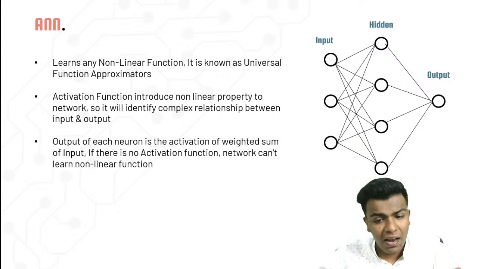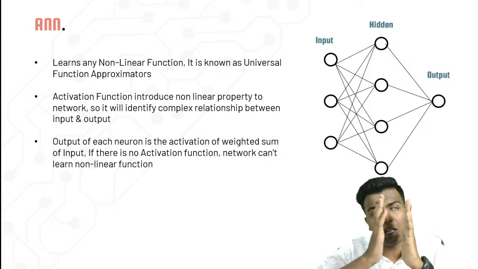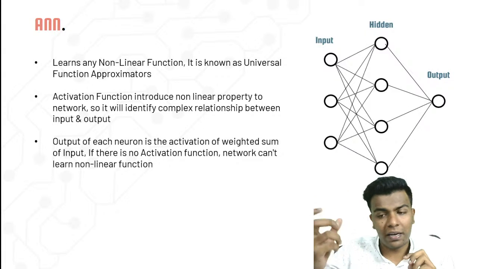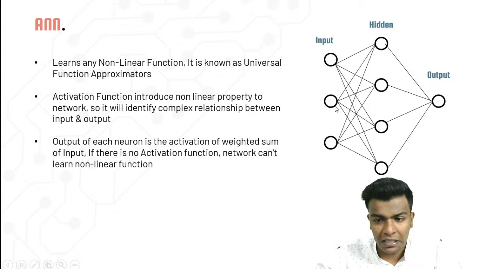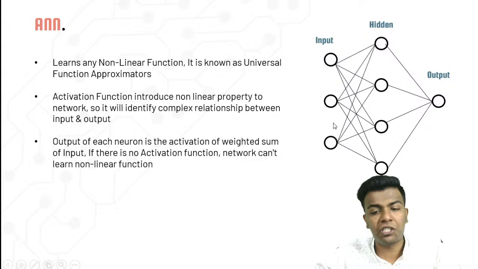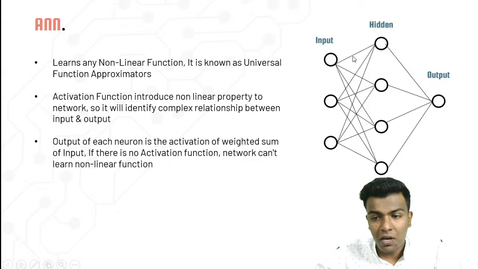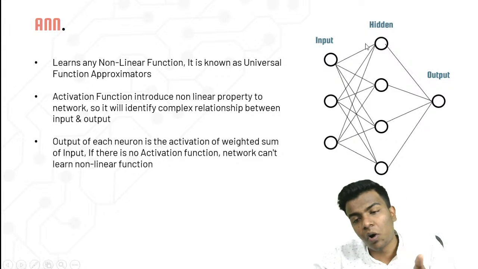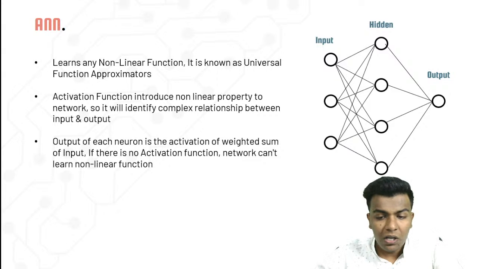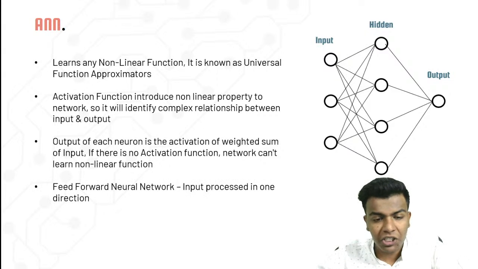So for example, take the output of a single layer or the output of each neuron. These circles are neurons. For each and every neuron, the output is the activation of the weighted sum of the inputs. Here there are weights. The weighted sum of inputs is fed as input to the next neuron or next layer, which is able to handle the non-linearity with the help of the activation function.